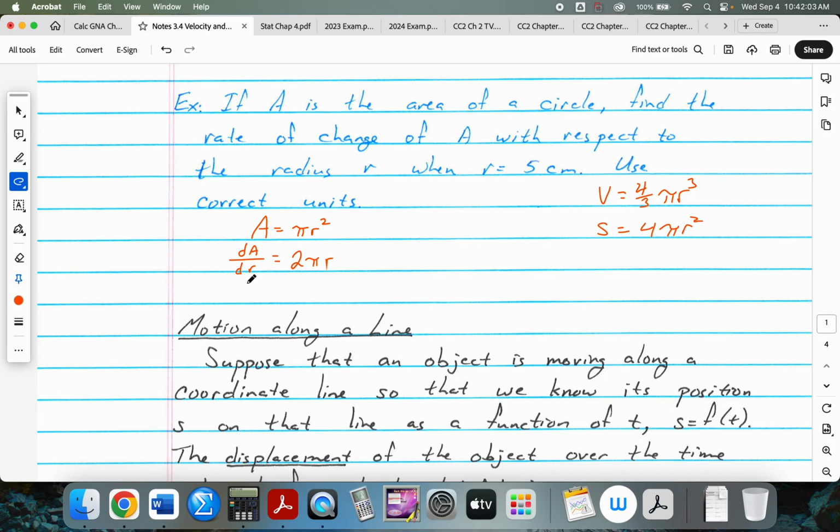All right, so back to this. Then dA dr evaluated when r is equal to 5 is going to be equal to 2 times pi times the radius, which is 5, which is 10 pi.